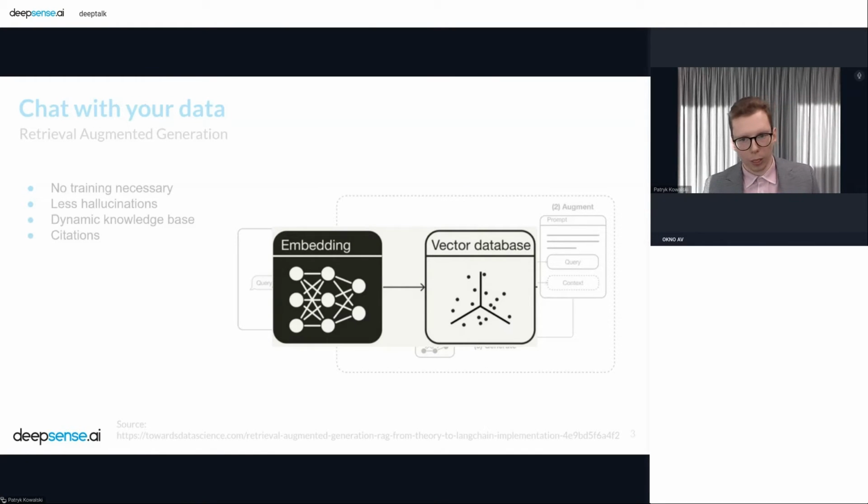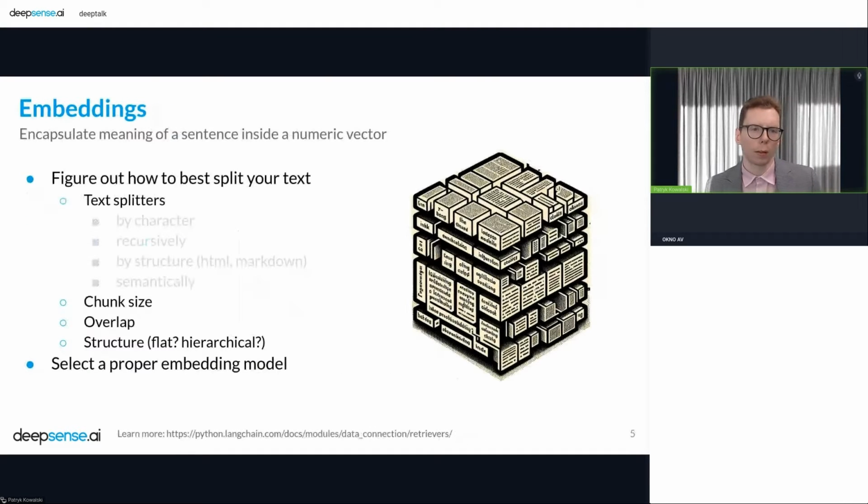And today we will focus on the embeddings and vector databases part, because these are the components of retrieval I want to focus on. So first thing you gotta do, if you want to use your company data inside such a system, is to create embeddings. Embeddings encapsulate meaning of sentences inside a numeric vector. So this way it's easier to process, to compare, to find similar pieces of information.